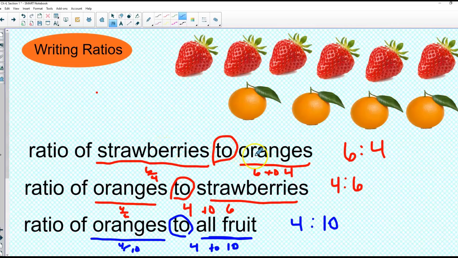Okay, so again, order matters. You can choose any way to write them, totally up to you, but the order they go in does make a difference.